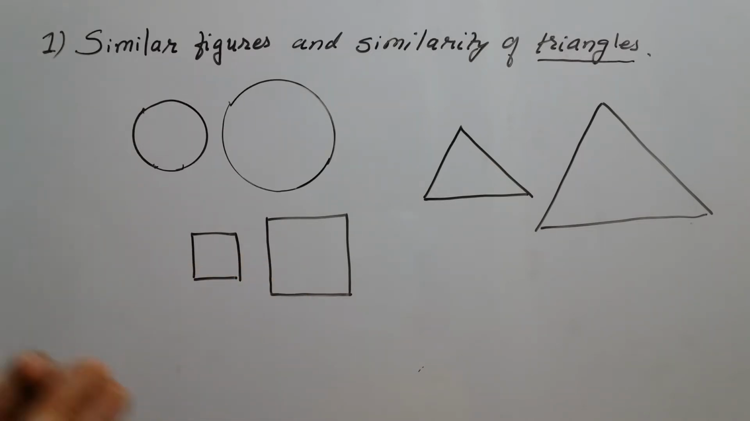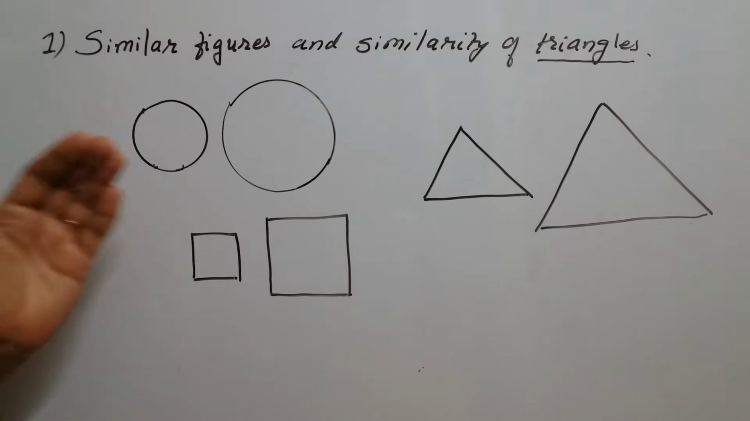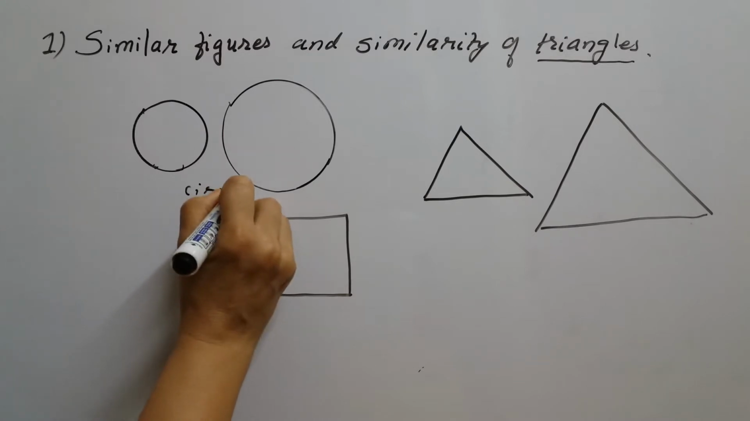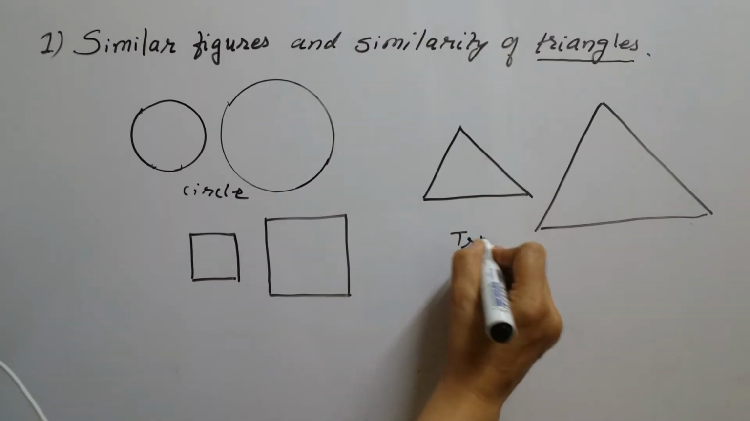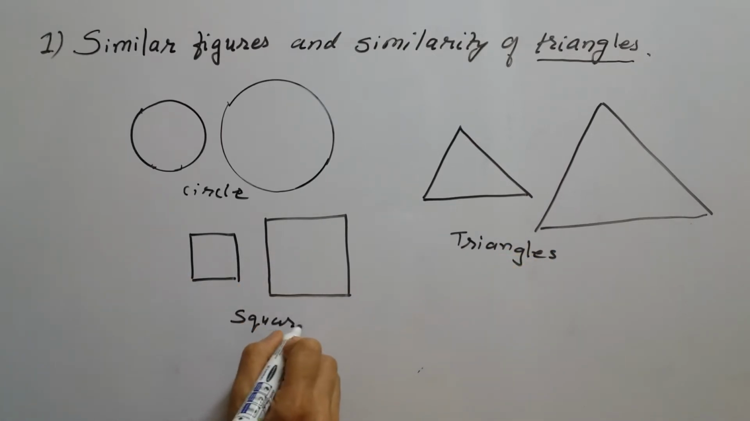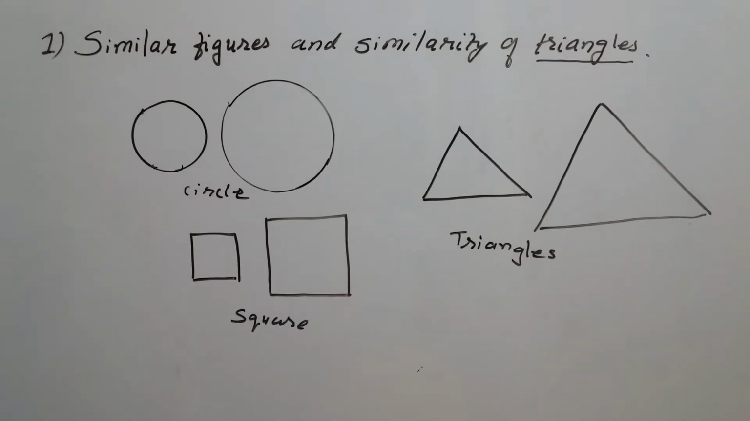So one conclusion, in layman's language: similar objects are objects which have the same shape but different sizes. Now here we are going to learn similar figures in geometry. If you observe, I have drawn two circles, two triangles, and two squares. The shape of the circle is the same. Only the size differs, only the radius is different.